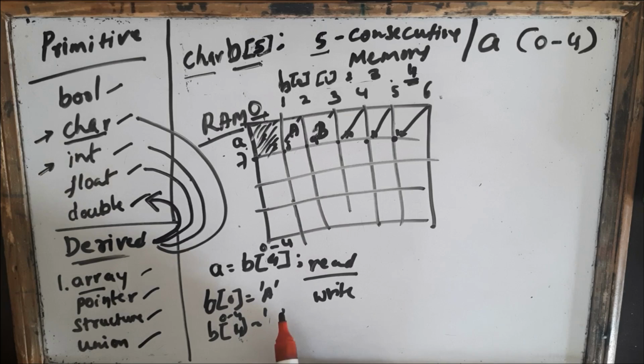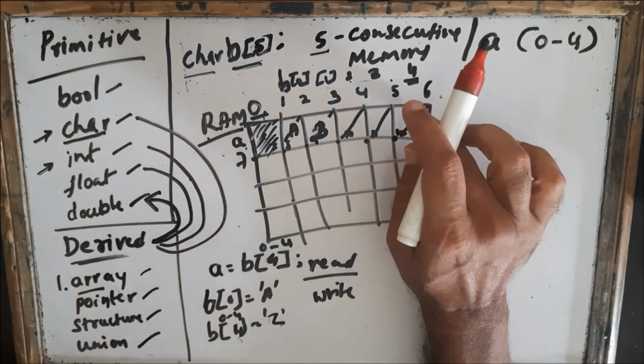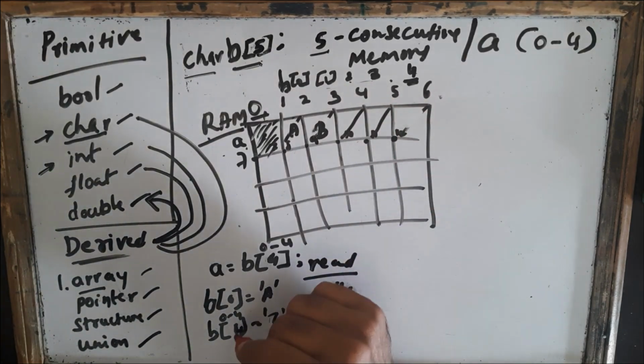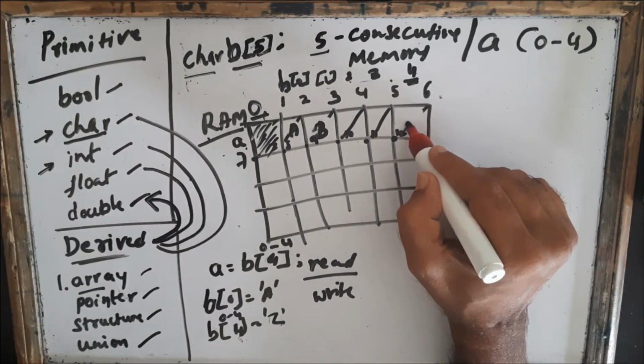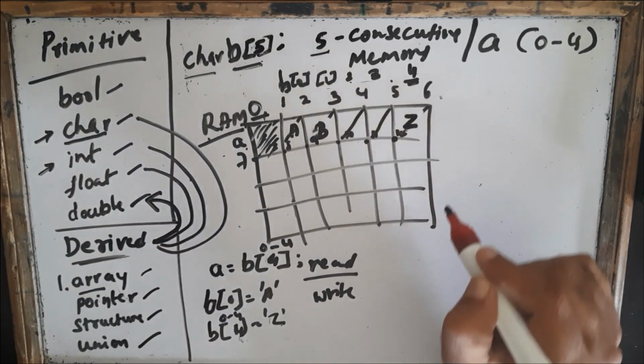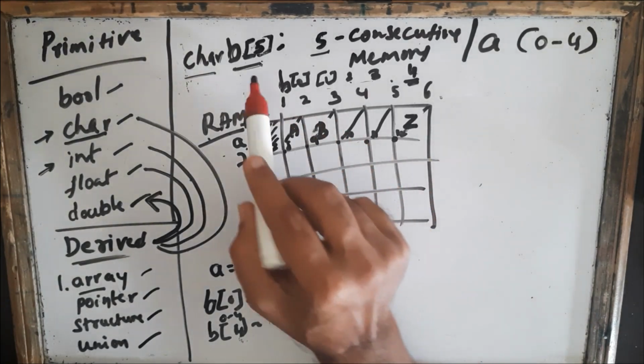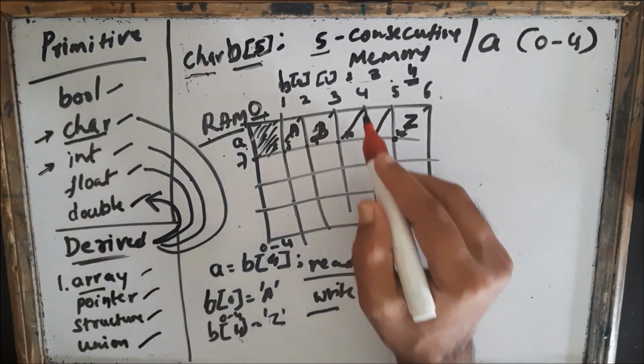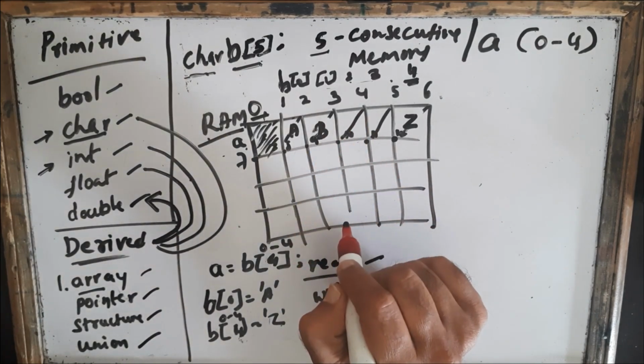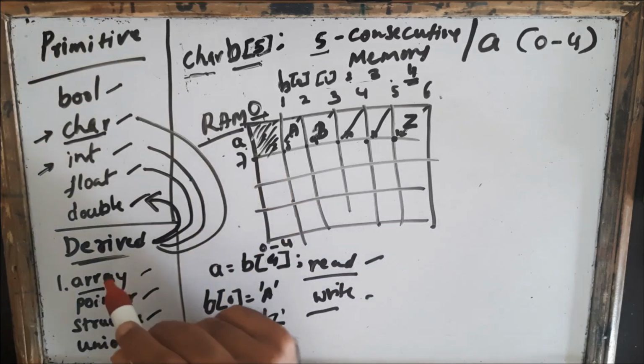Then you can allocate Z here. 0 to 4 means B of 4 is this memory, and Z will be written here. So this is the read operation and write operation derived from character. The consecutive memory will be allocated. So this is the derived type of array.